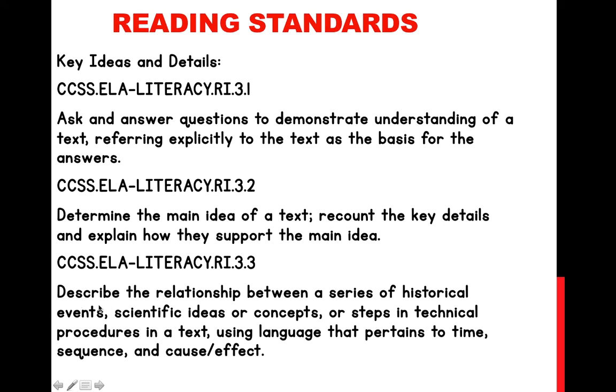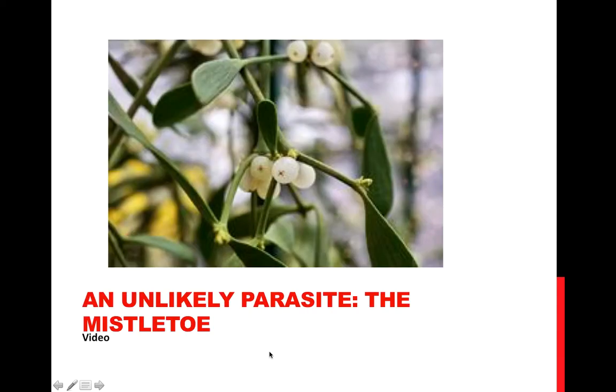And the next thing we should be able to do is figure out the connection between ideas that the author presented to us, either in a historical event or scientific ideas or concepts, or in technical procedures in a text. For our purpose today, we will be using a scientific text. So your job today is to be able to find the connection between the scientific ideas that the author presented, using words like time order words, sequencing words, or cause and effect words when you're explaining those relationships. Okay, so we'll go ahead and get started.